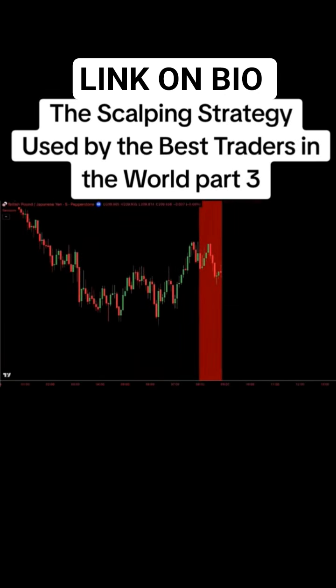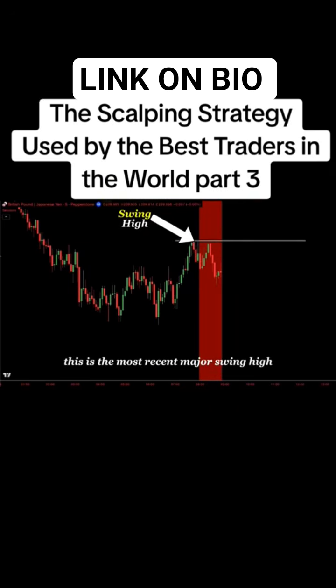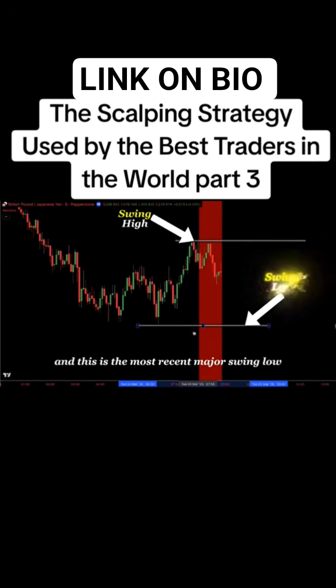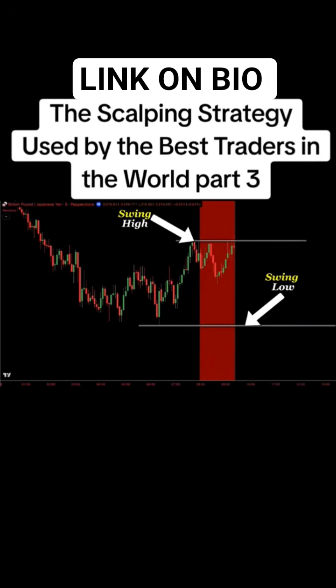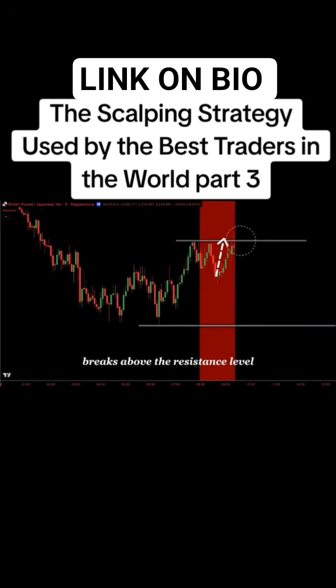Now look at this chart example. This is the British pound and Japanese yen on the 5-minute chart. This is the most recent major swing high, and this is the most recent major swing low. Now look at what happens next. The market retraces back, breaks above the resistance level, and then suddenly closes back below it.